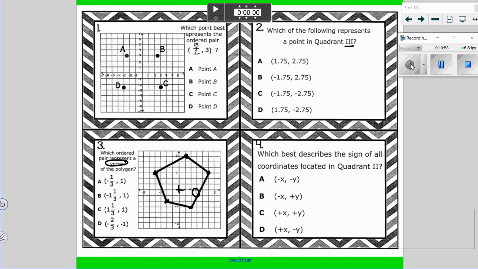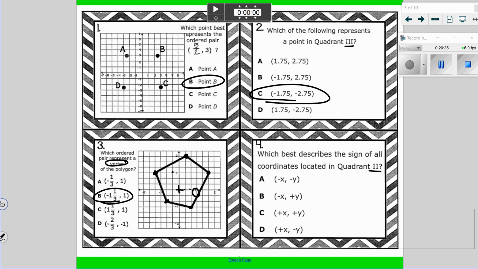Okay, number 1. 5/2. I have to turn that into a mixed number. That makes it 2.5. So I'm going 2.5 over, up 3. That's point B. Answer is B. Number 2. Quadrant 3 tells me they both have to be negative. The only one with 2 negatives is C, Charlie. Number 3, the vertex. The easiest way to do this one, guys, is just go through the ones they gave you, see which one is a vertex. So negative 1/3, 1. I go over and up. That's not it. Negative 1 1/3. So I'm going over 4 lines, up 1. There we go. So I hit it on the second one. It's B.